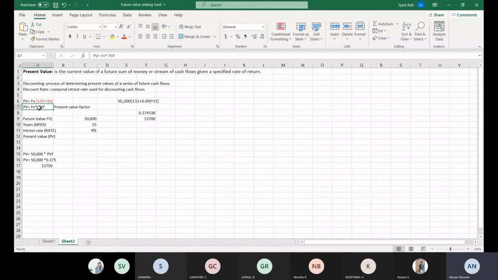So instead of doing so many calculations like this, we can also use the table. If we see the table and read the row 15 and the 9% column, we will get 0.275. Here we have taken 0.274, so in the table this value we will directly find as 0.275.